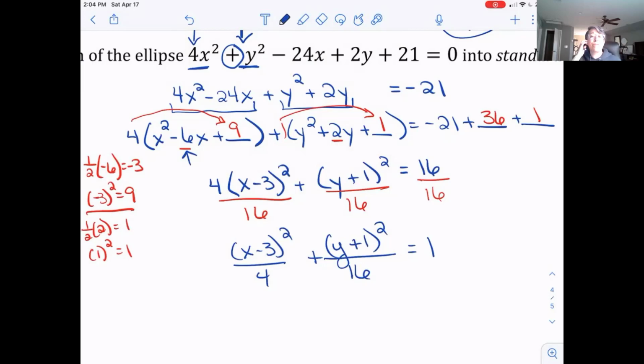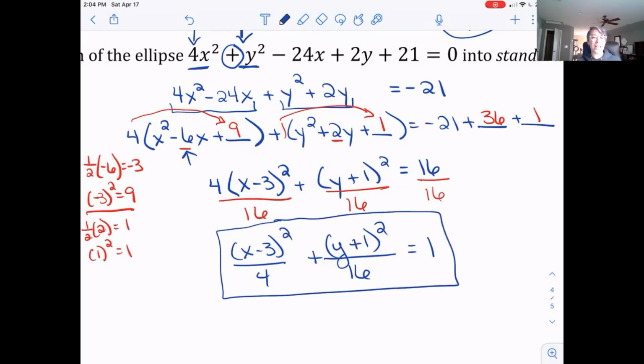It did not ask us to find the center, the vertices, but we could. All they asked for was the equation. So be sure that you're answering the question asked.